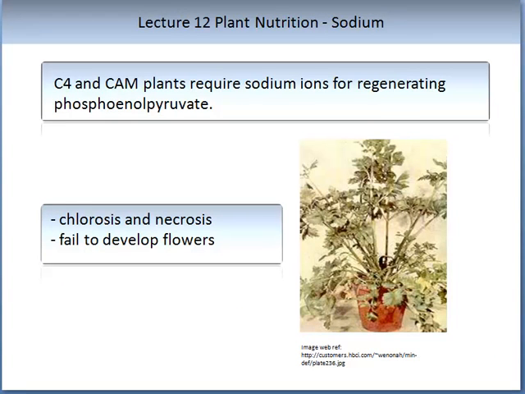Sodium accumulation in Australian soils can be a common phenomenon. Sodium is required in C4 and CAM plants, which require sodium ions for regenerating phosphoenolpyruvate. When sodium is deficient, you can get chlorosis and necrosis, and you can get failure to develop flowers. This is an image of sodium deficiency in the plant celery.